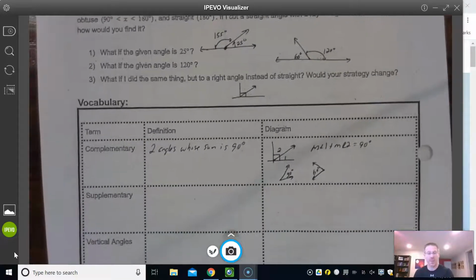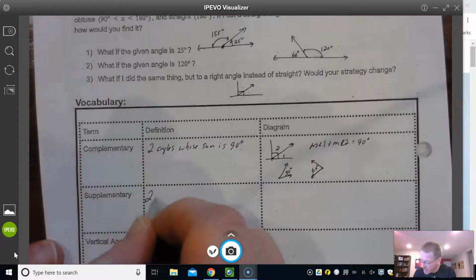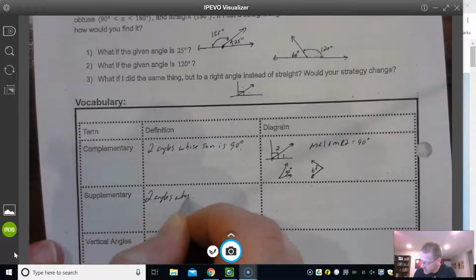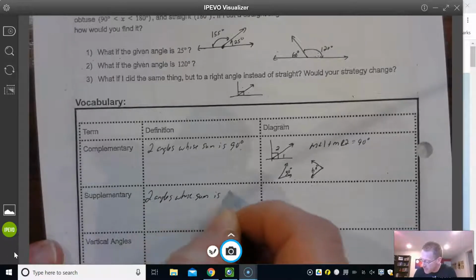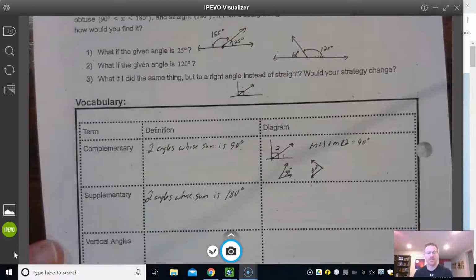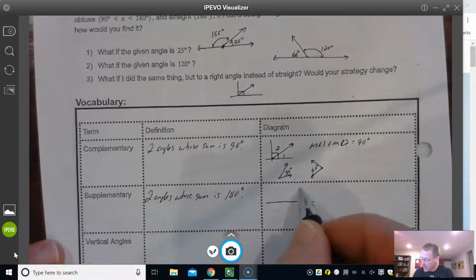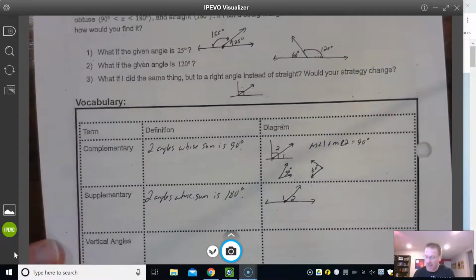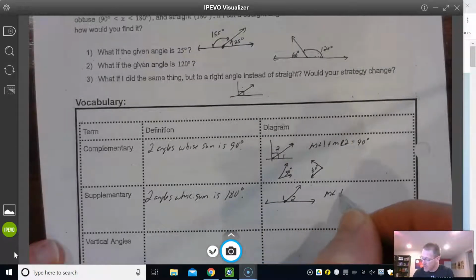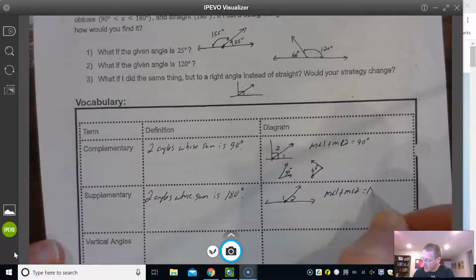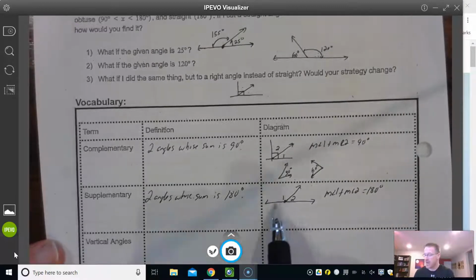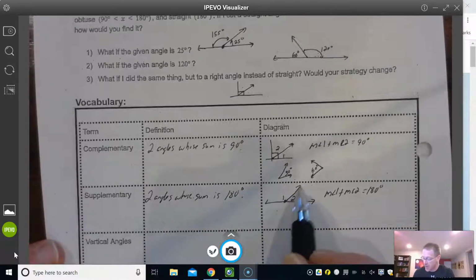Now same thing with supplementary. Supplementary means we have two angles whose sum is 180 degrees. So they add up to be 180 degrees. Our examples up here are perfect examples of that, where we had that straight angle and we added a ray here. So we know the measure of angle 1 plus the measure of angle 2 has to equal 180 degrees. And these would be adjacent angles. Once again, they share the vertex and they share a common ray.